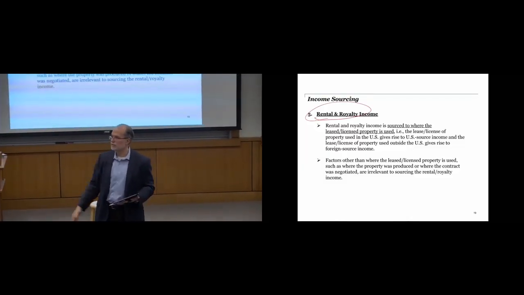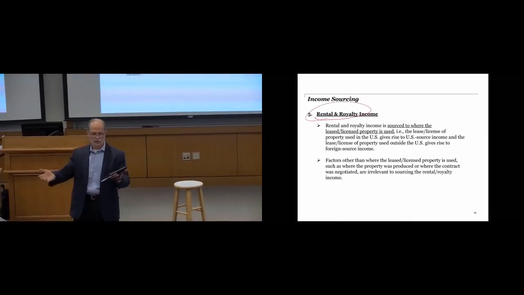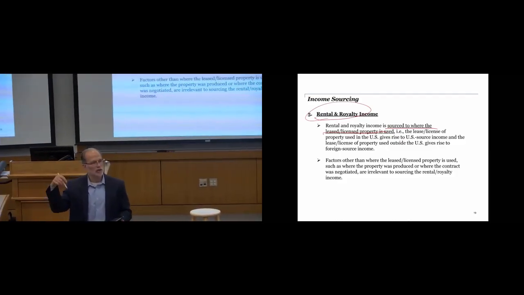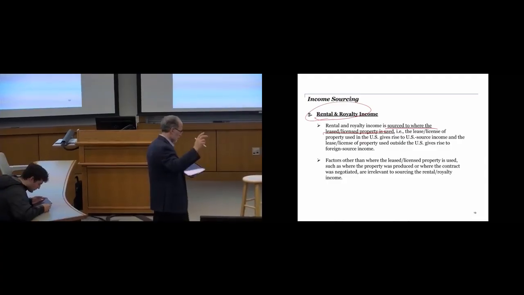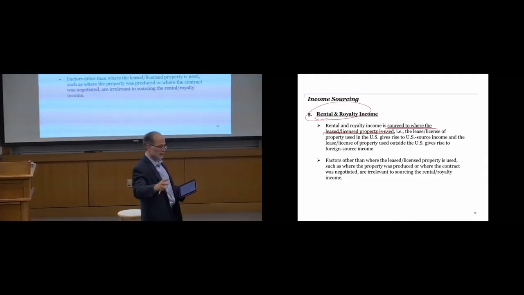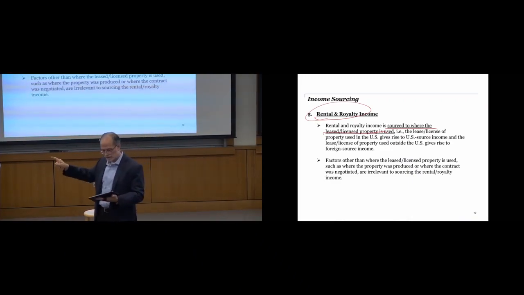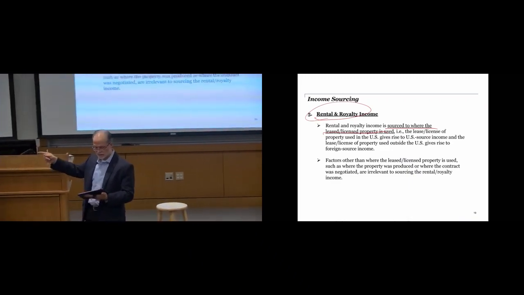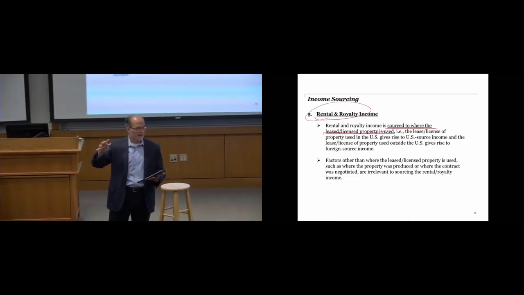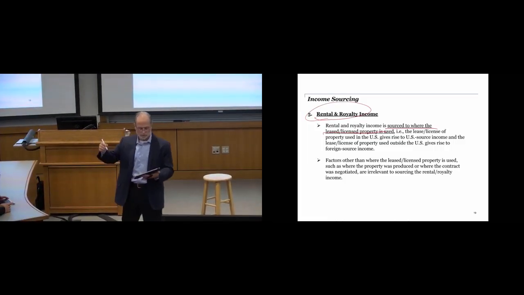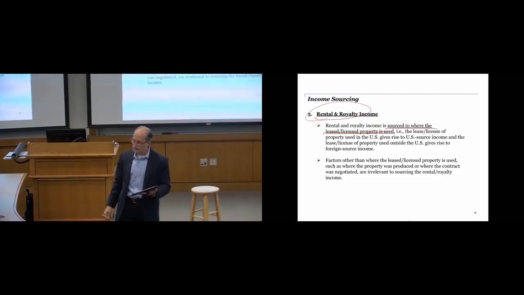So same thing, rental and royalty income, very similar. Rental and royalty income is sourced to where the leased or licensed property is used. The lease or license of property used in the United States gives rise to U.S. source income. You can imagine leasing and licensing property for use outside the United States is foreign source income. Do not get distracted by factors other than where leased and licensed property is used, such as where the property was produced or where the contract was negotiated. They are irrelevant to the sourcing of this income.